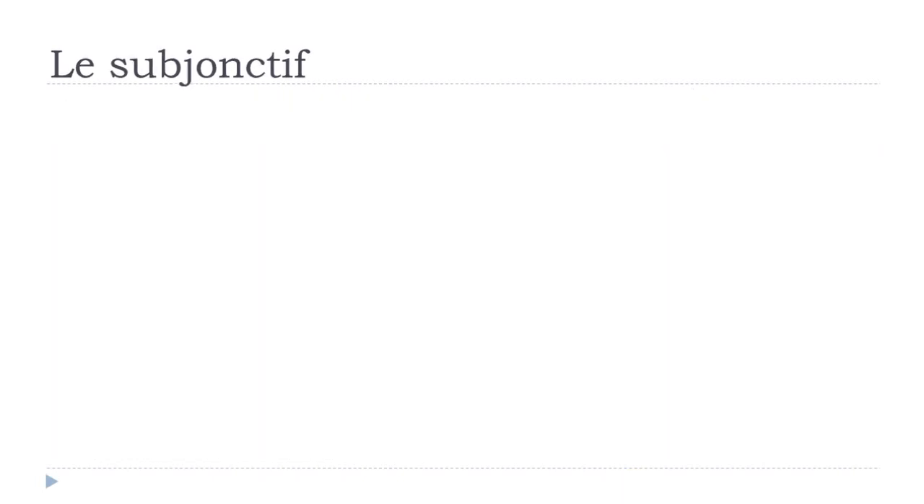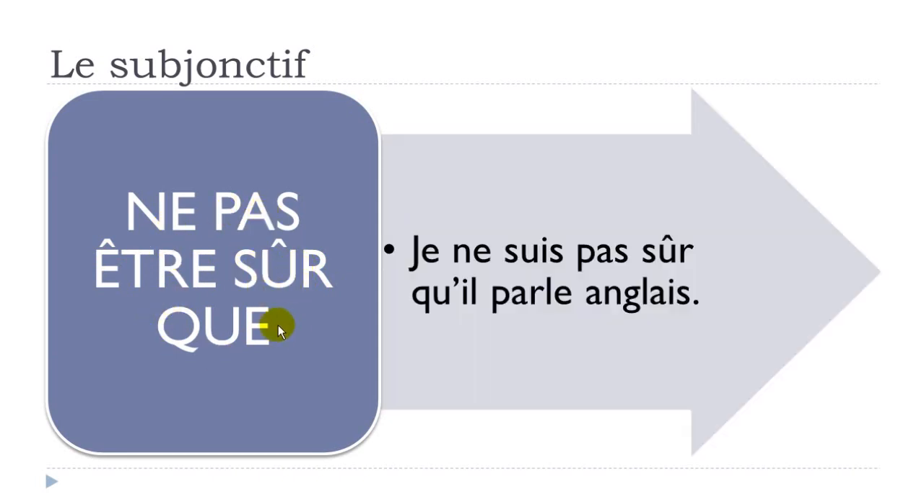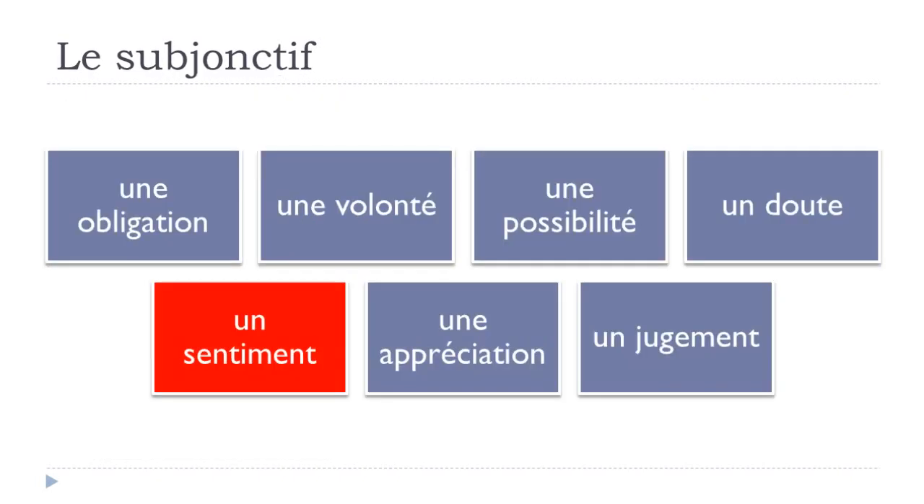Un doute, a doubt. So let's see what we've got. And the structure, so être sûr, to be sure, okay? But then, of course, you should put the negative form of this to be sure. So, ne pas être sûr que. Okay, because you want to express a doubt. So, je ne suis pas sûr qu'il parle anglais. Okay, so I'm not sure that, and then il, he, parler, to talk, to speak, anglais, English. Okay, and here you've got your verb parle, and this form is the subjunctive. Okay, let's see the next one.